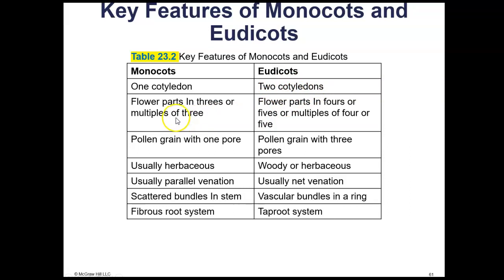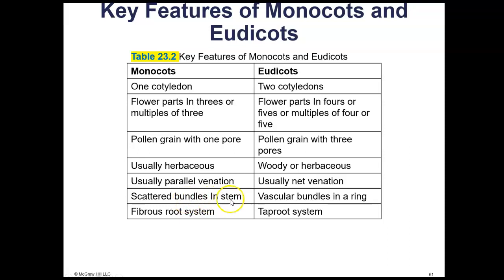So also, you can look at a monocot and you can see the flower parts, like the petals, are in 3s or multiples of 3, whereas in the eudicots, the flower petals would be in 4s or 5s or multiples of 4 or 5. The pollen grain in a monocot has 1 pore, in a eudicot it has 3. Monocots are usually herbaceous, whereas eudicots can be woody, like a tree or a shrub, or they can be herbaceous. And usually the veins in monocots are parallel to each other, whereas eudicots have a net venation pattern.